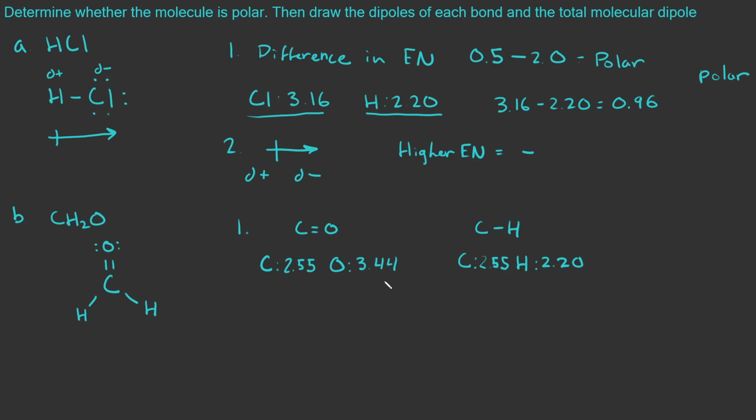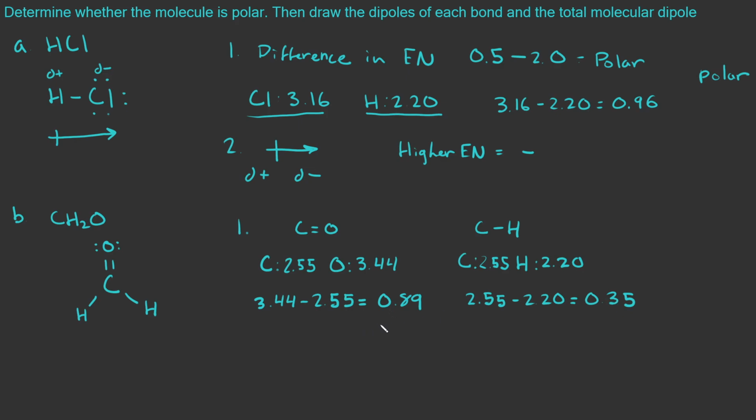So let's figure out the differences in these electronegativities. So 3.44 minus 2.55, and then 2.55 minus 2.20. Let me pull out a calculator real fast to calculate these things. So 3.44 minus 2.55. Sorry, that's taking a while. This is equal to 0.89. And then this is equal to 0.35.